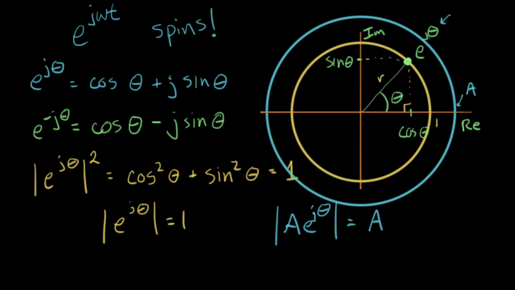In the last video, we did a quick review of the exponential and what it means, and then we looked and figured out what the magnitude of an exponential is. The magnitude is equal to 1. Now we're going to look closely at this complex exponential as it represents a cosine, a part of a cosine.